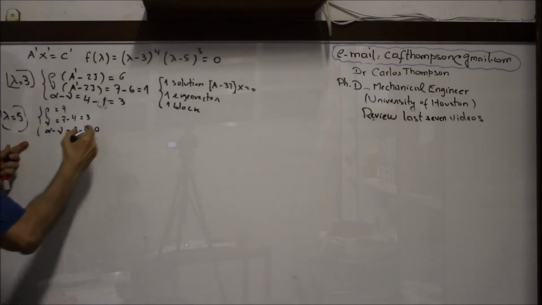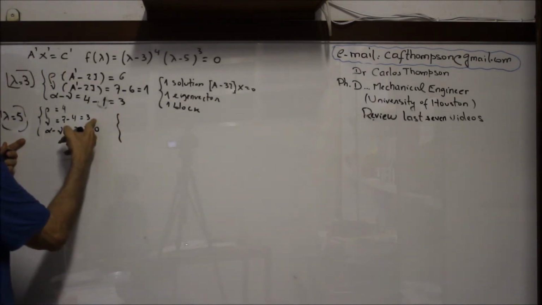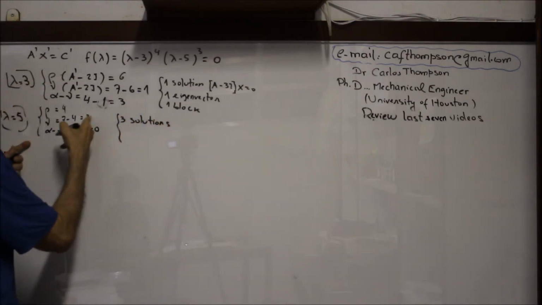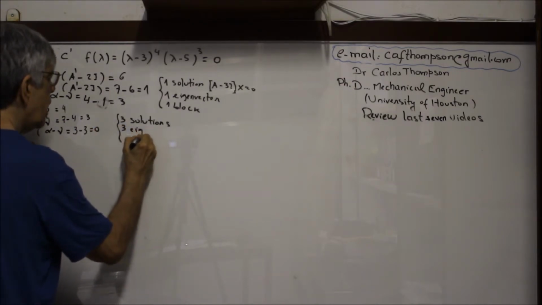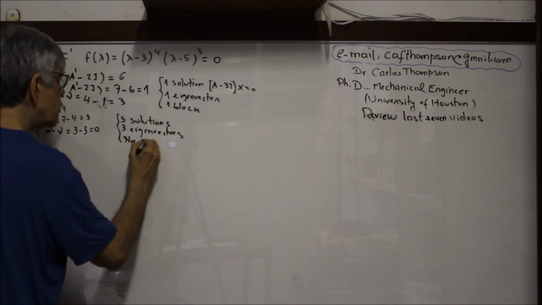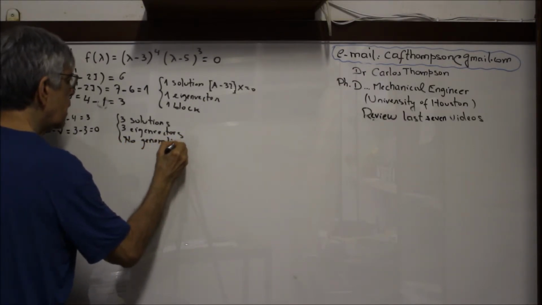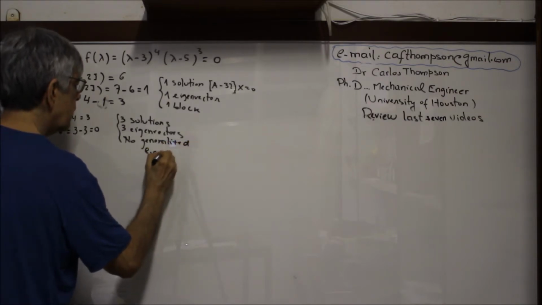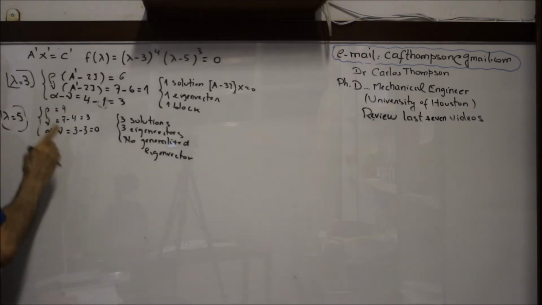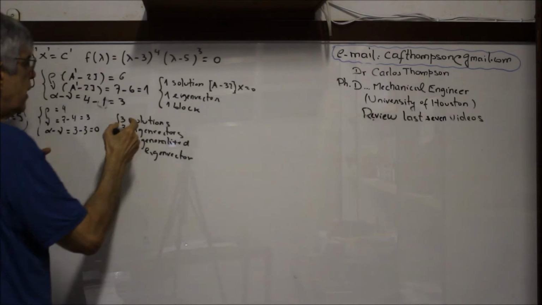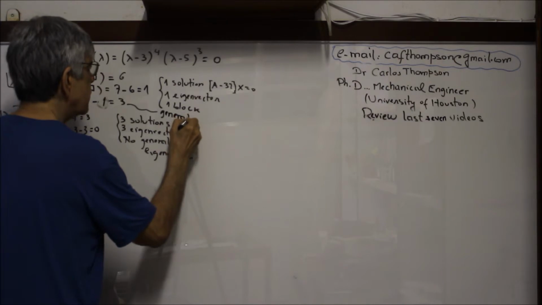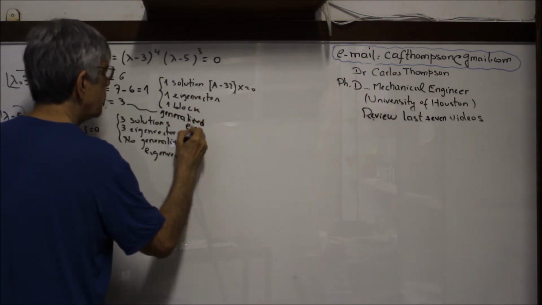Here is the same. I have 3 solutions. You have to repeat, okay? 3 solutions and 3 eigenvectors and no generalized eigenvector. So, attention now. From here, okay, I have 3 generalized eigenvector.